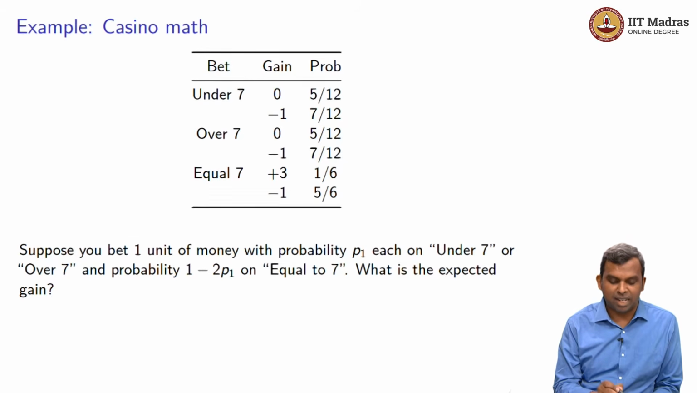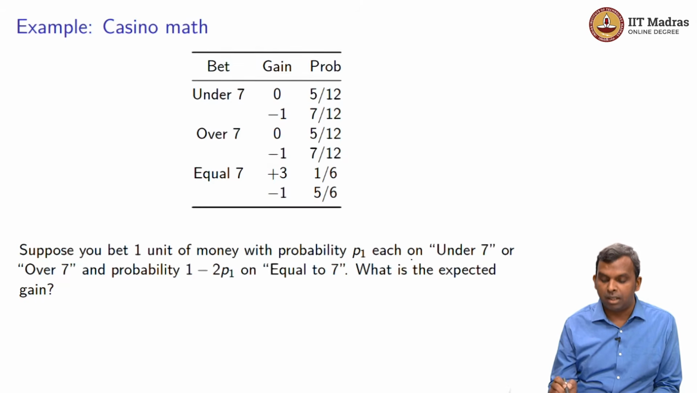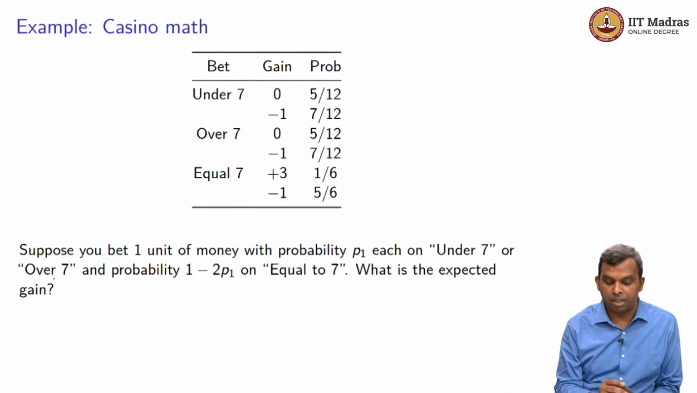So here is a strategy that somebody has come up with. You bet 1 unit of money with probability P1 each on under 7, over 7, and equal to 7. So with probability P1 you're going to say under 7, with the same probability P1 you're going to say over 7, and with probability 1 minus 2 P1, whatever the value of P1 could be, it could be 0.3 or something, you say equal to 7. And what is the expected gain?